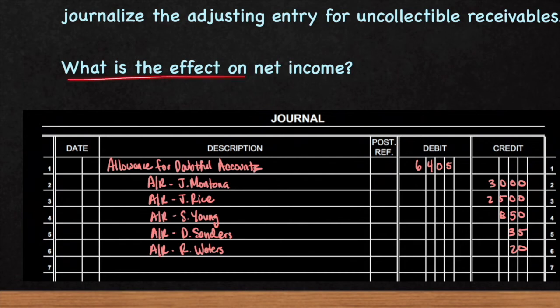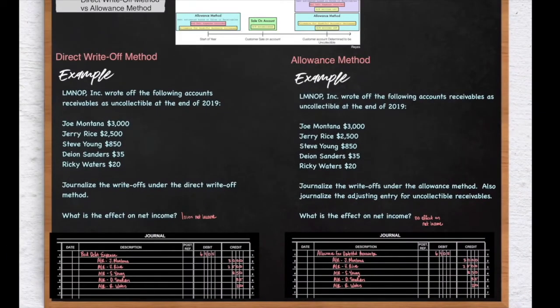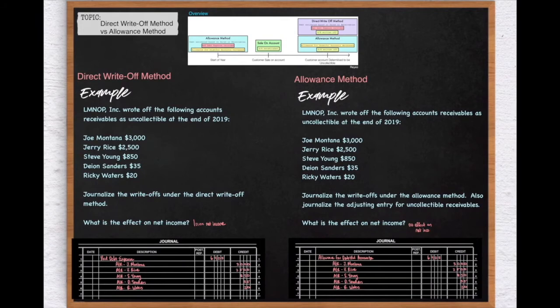And it's still $6,405. What is the effect on net income for this journal entry? Remember, it's revenue minus expenses equals net income. But there is no effect on net income because if you notice, allowance for doubtful accounts is a contra asset which belongs on the balance sheet. And the accounts receivables listed below that are also assets and are also listed on the balance sheet. And that's why there is no effect on the net income, which is listed on the income statement.